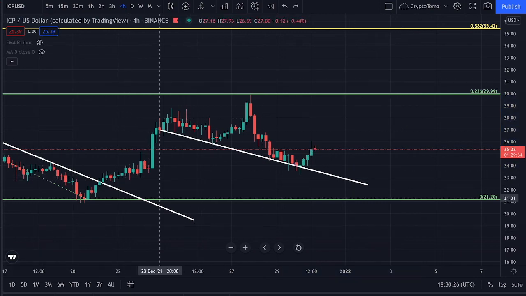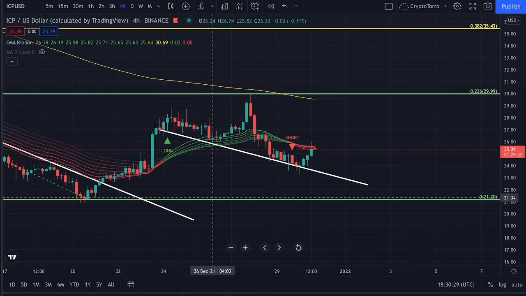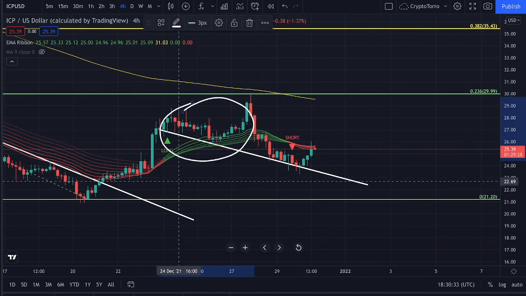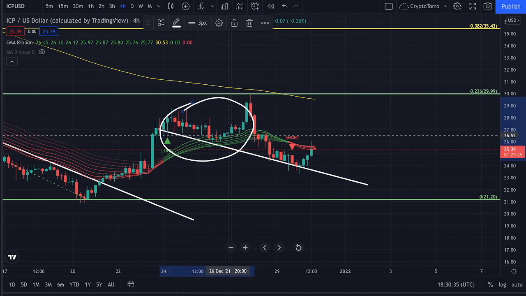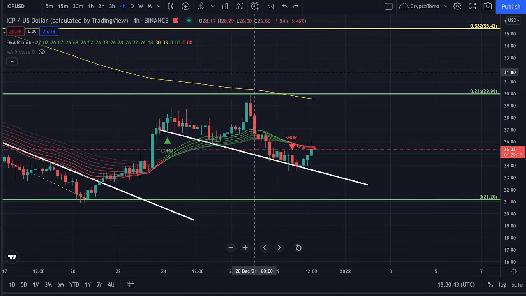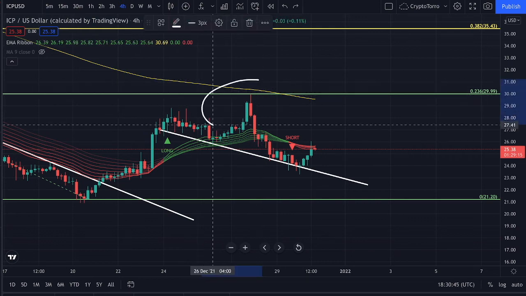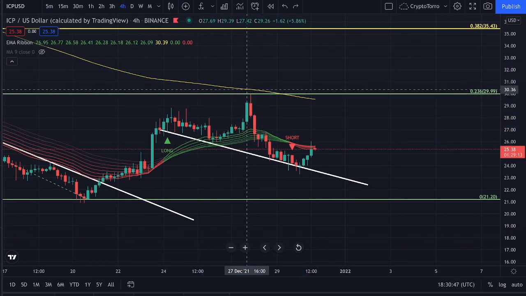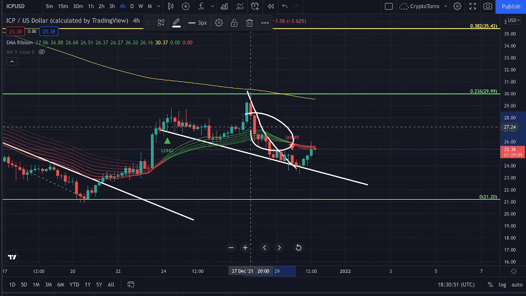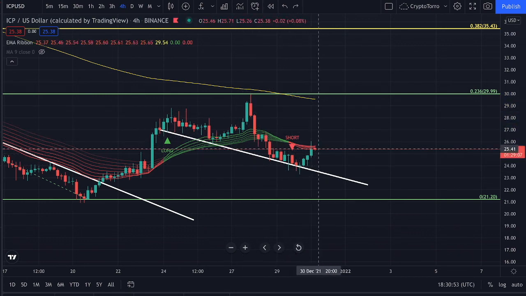Well, this being said, I would like to enable right away the EMA ribbon on the 4-hourly time frame. What you can see here is that we did experience momentum towards the upside priorly. We found support on top of the EMA ribbon, and once we reached the 0.236 Fibonacci level at $29.99, we got rejected and we went all the way down, breaking down below the EMA ribbon and right now experiencing resistance underneath it.